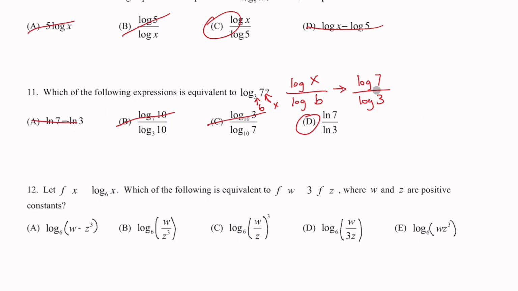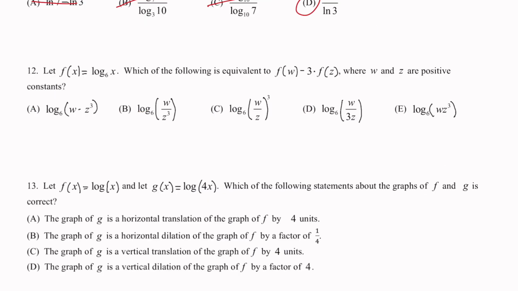And it looks like our A right here is E. Our base is E. So now we have this problem here. We have f of x here, and then which of the following is equivalent to f of w minus 3 times f of z? And those are positive constants. Okay, so we don't know f of w and we don't know f of z. Well, we just want to know what's equivalent to this right here. So we know we're using f here. So basically w is just a number and z is just a number replacing the x.